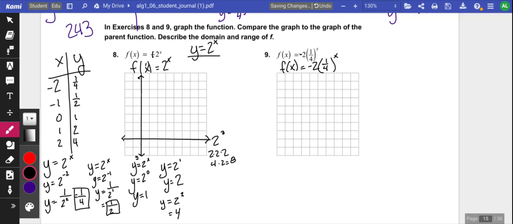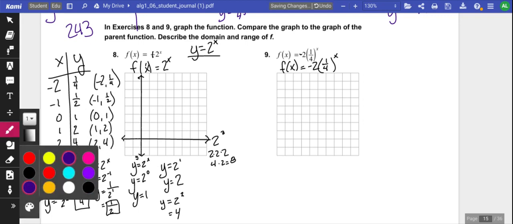Make sure you definitely have graph paper. I have some that I can give you guys in class. I would not try and do this all on notebook paper. It's probably going to be pretty messy. So all of these values in your table are just points that you can plug onto your graph. -2 and 1/4, that's a point. -1, 1/2. All of these are the points we're plugging into our graph. 0, 1, 1, 2, 2, 4. Those are my XY points.